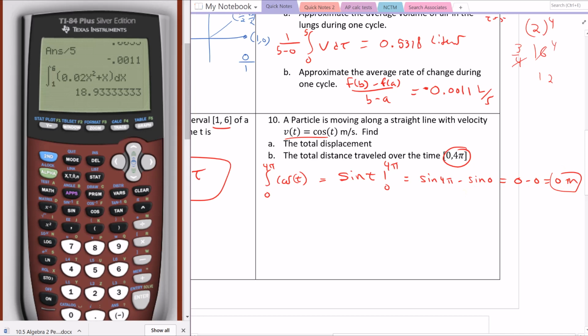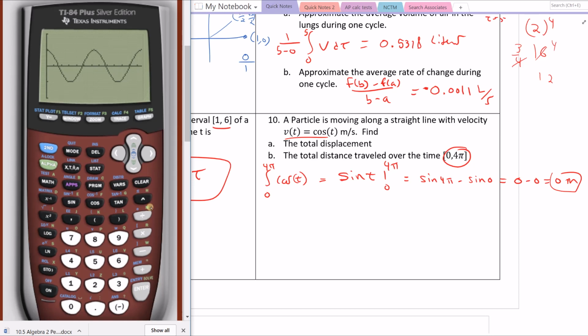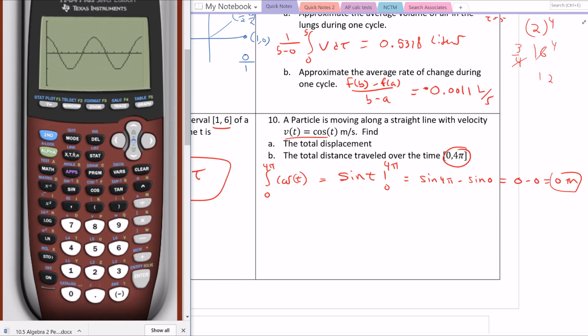Now we want to know the total distance. Let me just show you something real quick. Let's go ahead and graph this so you can see what it looks like. It's cosine x, and let's go from 0 to 4 pi. We know cosine only goes up to 1, so that'll work. This curve is saying we were going in the positive direction, then in the negative direction, then positive again, negative, positive. But overall, we ended up right where we started.